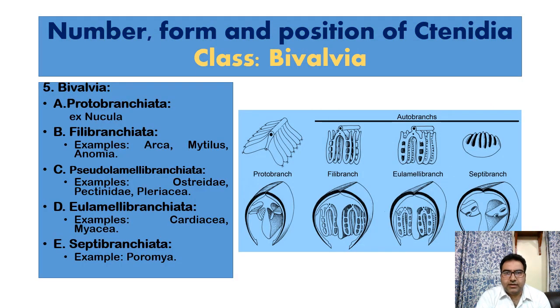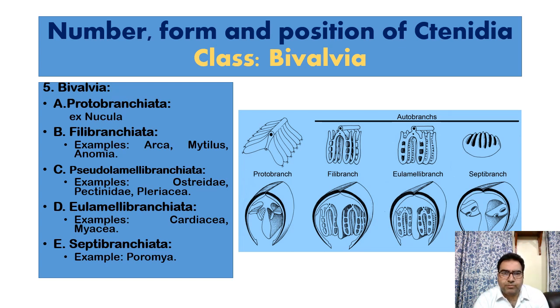Then we do have another class, that is the Bivalvia. So we do have different number, form and position of Ctenidia in this very class. First of all, we shall be talking about the Protobranchiata. In these Bivalvia, the gills are bipectinate mostly, and they are equal on either side and usually very large, having assumed the food collecting function in most species in addition to the gas exchange.